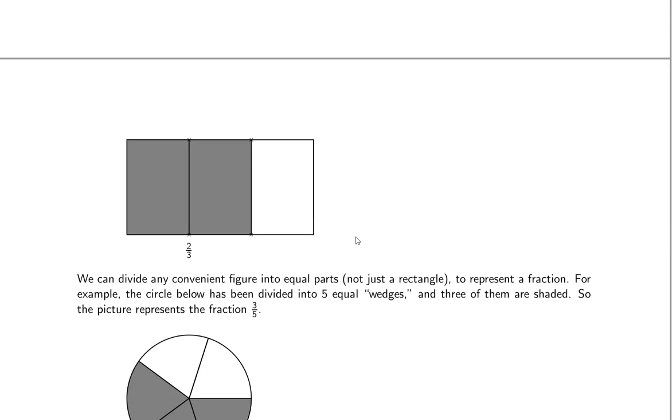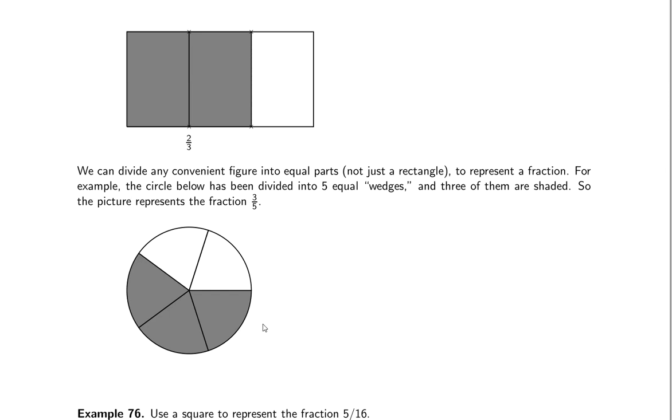Okay, more pictures in the book. So this rectangle's broken into 3 equal pieces, 2 of them shaded, so that's 2/3. Yep, we looked at 3/5. This is another circle picture for 3/5.